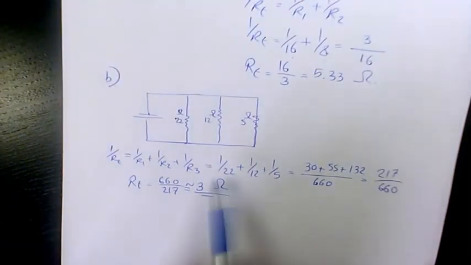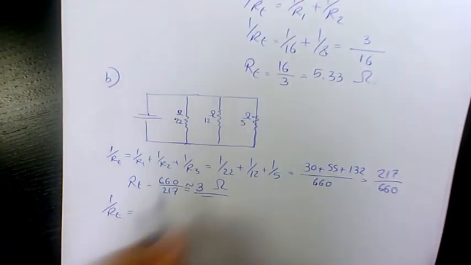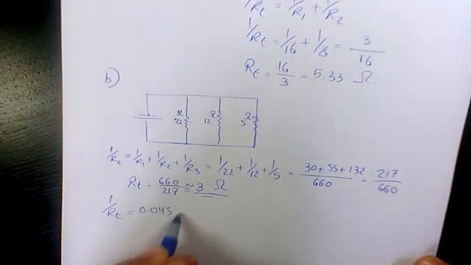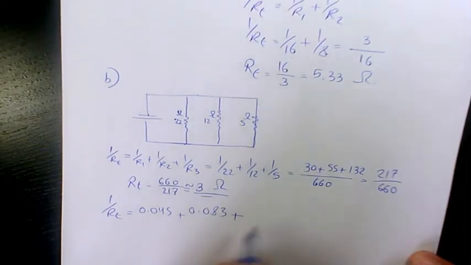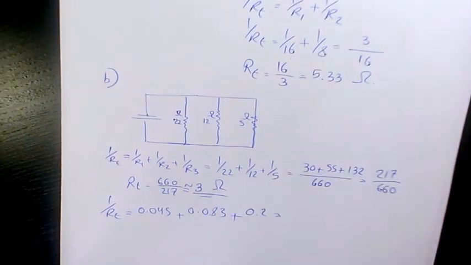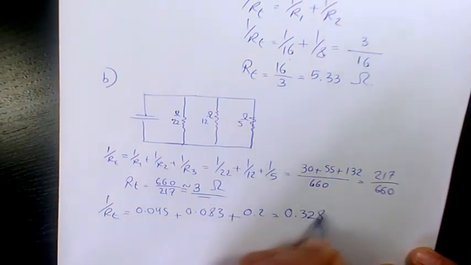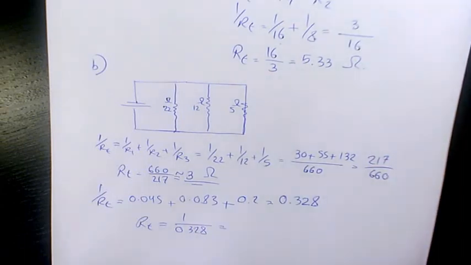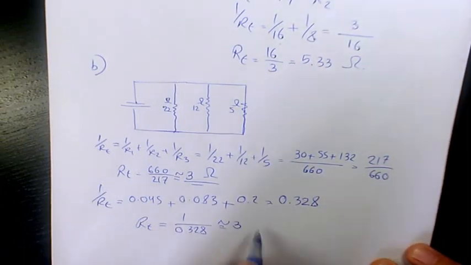Another method you could use here, instead of using fractions, you could use decimals. 1 over 22 is 0.045 plus 1 over 12, 0.083 plus 1 over 5, which is going to be 0.2. Then you add them all. It's going to give you 0.328. Then you need to inverse both sides. It's going to be 1 over 0.328. That's going to give me almost 3 ohm.